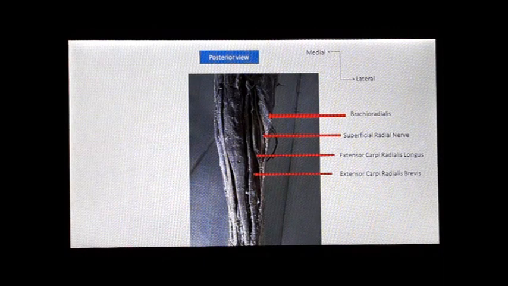Next muscle here, extensor carpi radialis brevis, which is also getting origin from the lateral epicondyle and passes beneath the abductor pollicis longus and extensor pollicis brevis and inserts to the base of third metacarpal bone.